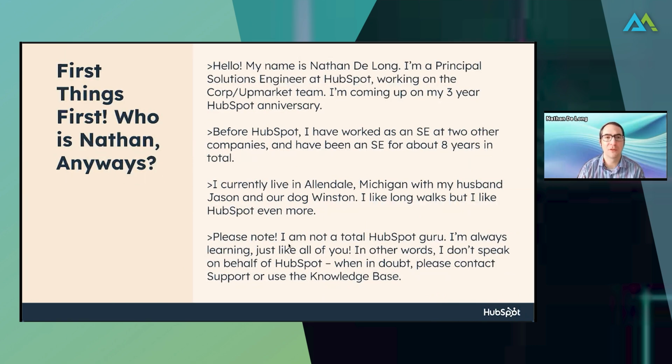First things first, just a little bit about me really quickly. My name is Nathan DeLong. I am a principal solutions engineer at HubSpot. I am part of our corp slash upmarket team. And I am coming up on my 3-year HubSpot anniversary. Prior to being at HubSpot, I've worked as an SE at 2 other companies, both locally here where I'm located, which is Grand Rapids, Michigan. I currently live just outside of Grand Rapids in Allendale with my husband, Jason, and we also have a French bulldog named Winston. I hate to be so stereotypical, but of course we have a French bulldog, right? And I like long walks, but I like HubSpot even more.